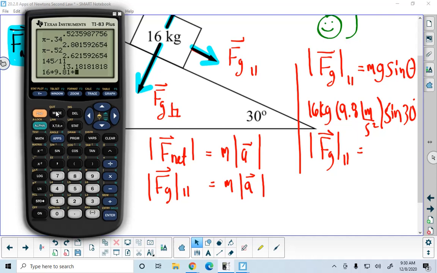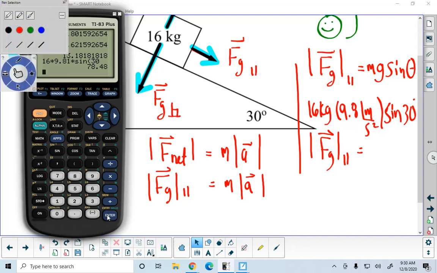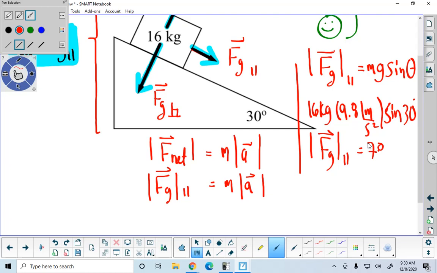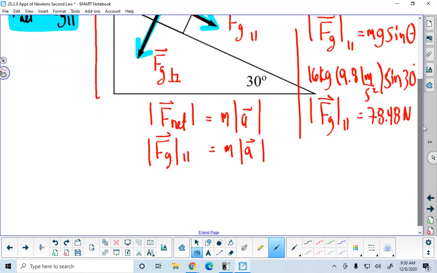Unless you've reset your calculator, you probably don't need to check to make sure you're in degree mode. I get 78.48 newtons. Can I get a thumbs up or anything on that? We're okay. Thank you. So 78.48 newtons is the force of gravity parallel to the ramp, but that's the net force. So we can go ahead and put that in and set it equal to ma.